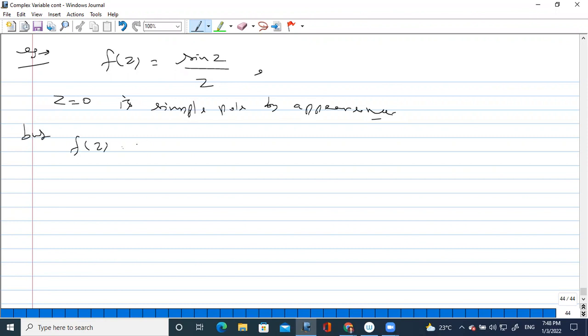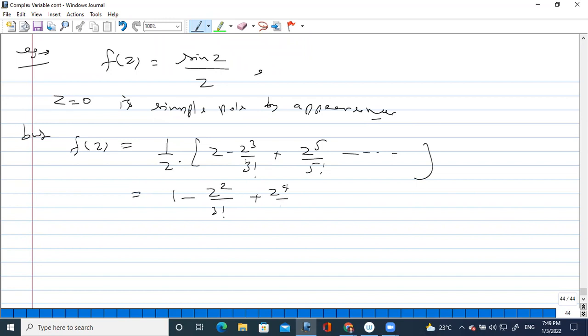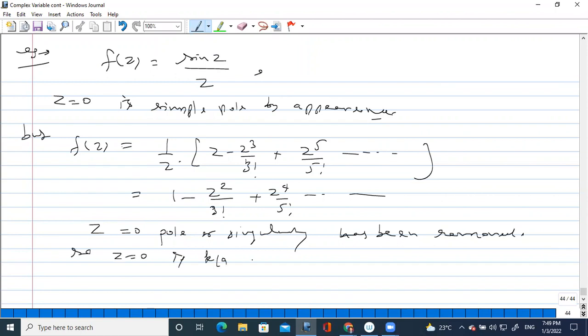But if you open it, it is 1 upon z times sin z, and sin z is z minus z cube by factorial 3 plus z to the power 5 by factorial 5 minus and so on. So z will be divided here, and it will become 1 minus z square by factorial 3 plus z to the power 4 by factorial 5. So again here, at z equal to 0, the pole or singularity has been removed. It is not a singularity now because this is analytic. So z equal to 0 is known as a removable singularity. Okay, note it down quickly.